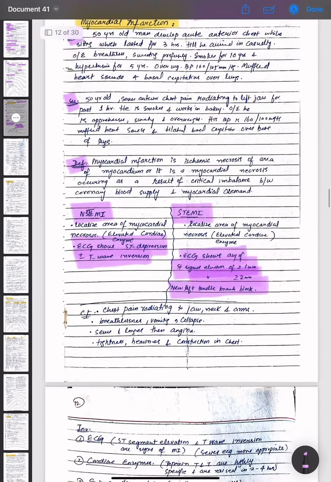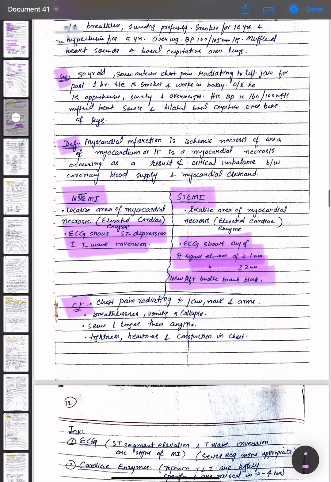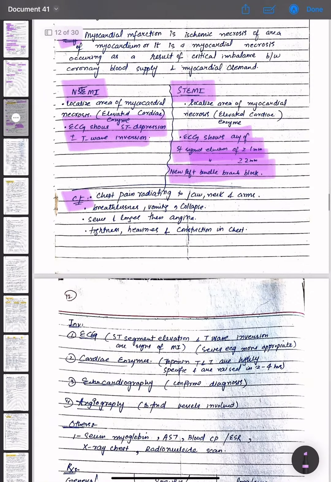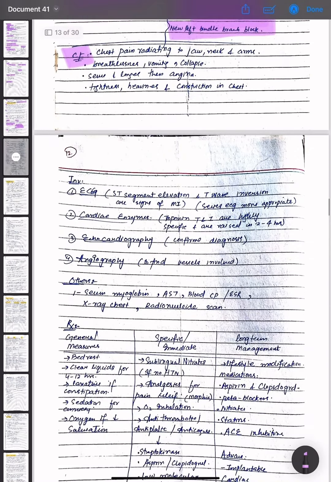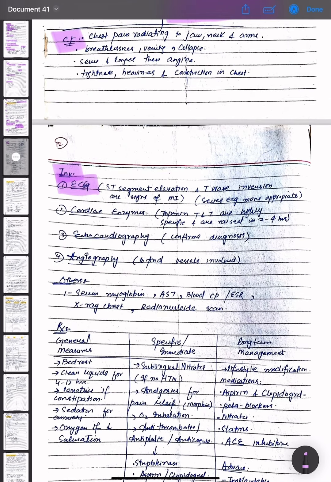Now, the clinical features are chest pain radiating to the jaw, neck, and arms, breathlessness, vomiting, collapse, severe and longer than angina, tightness, heaviness, and constriction in the chest. The investigations that are done for MI: ECG, where ST segment elevation and T-wave inversion are the signs of MI. Serial ECGs are more appropriate. Then cardiac enzymes are done. Troponin T and I are highly specific and are raised in 2 to 4 hours. Then echocardiography is done, which confirms the diagnosis.